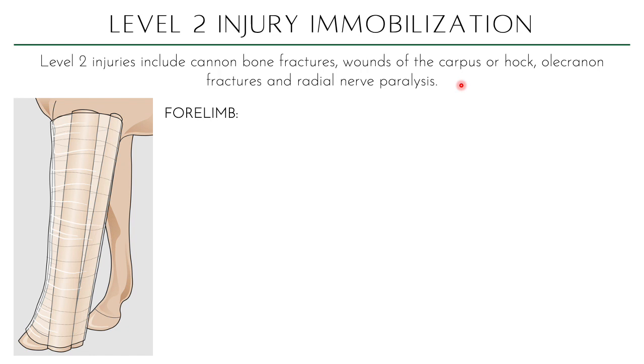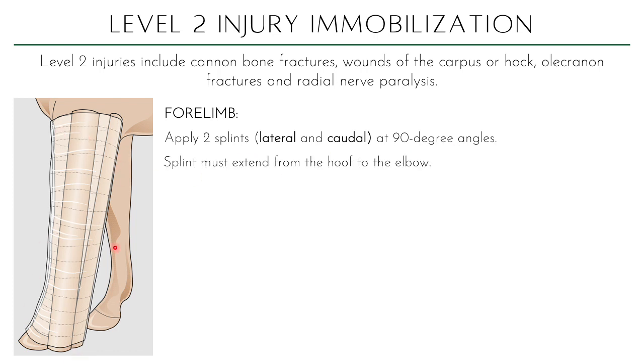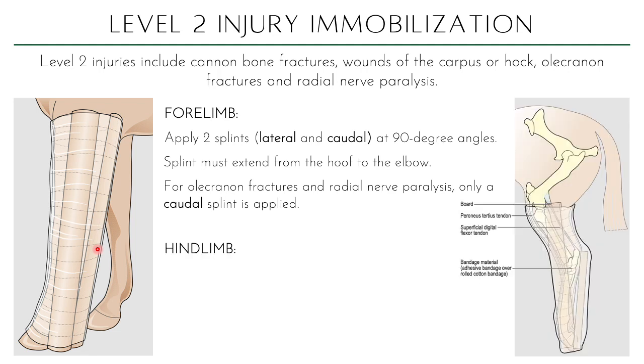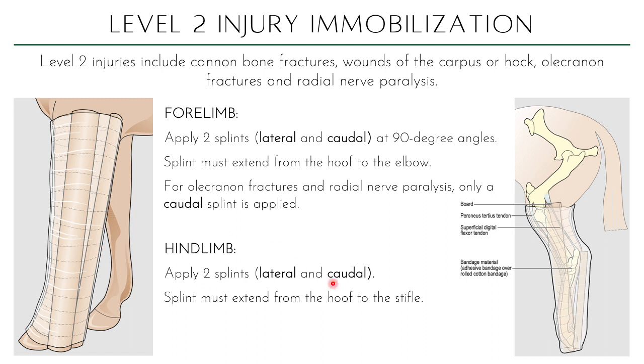From 1 splint to 2, we are going to apply 2 splints, lateral and caudal, at 90-degree angles to each other. The splint must extend from the hoof to the elbow. For olecranon fractures, of course, you only need a caudal splint here. And for the hind limb, you're basically doing the same thing, but your splint would extend from the hoof to the big one here, to the stifle, right?